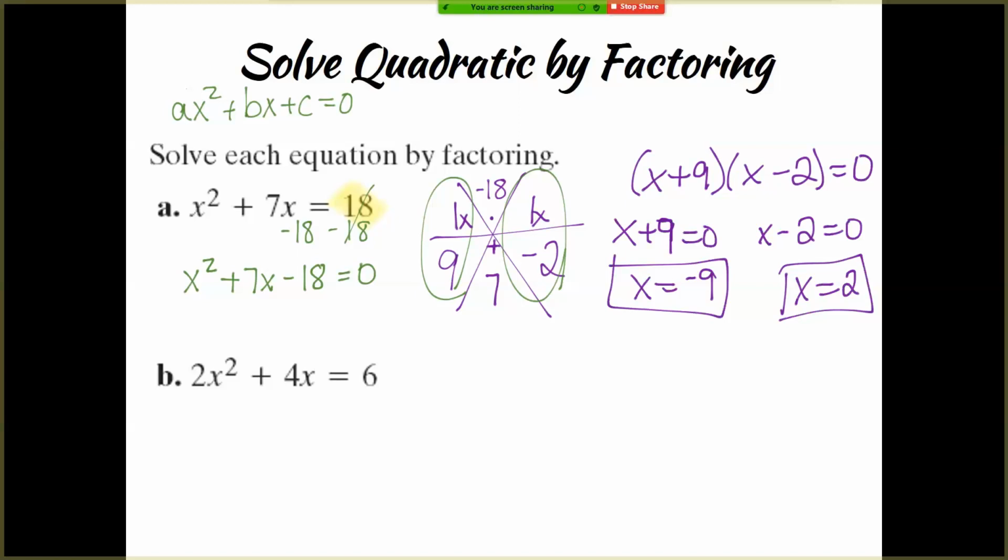Letter B at the bottom, first thing you want to do is write it in standard form. So we're going to start off by subtracting 6 from both sides. 2x squared plus 4x minus 6 equals 0. What do you notice about all of our coefficients? So they have a greatest common factor of 2. So the first thing you want to do before you put this in your asterisk is to factor out a 2. So I'm just dividing every single term by 2.